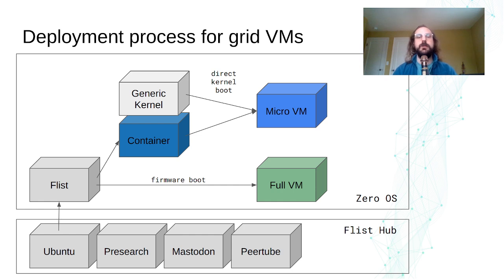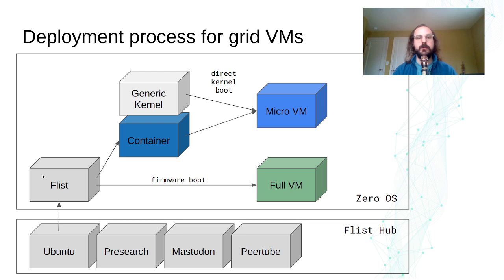Here's that deployment process, both for full VMs and micro VMs. On the bottom, we have the flist hub, which is where we store all of our images for the grid. And on the top, we have 0S running on a node. So in the flist hub, we have all of our different flists, could be PeerTube, could be Mastodon, could be Presearch. And here's Ubuntu, which is kind of a special case because we have both micro and full VM images for Ubuntu. So in that case, we will download the flist into 0S.